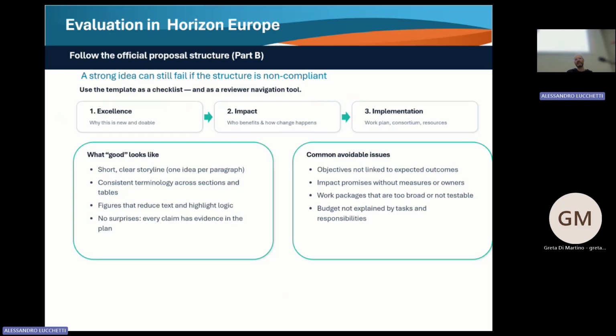Otherwise, the reviewers sometimes are not really specialized in your specific field of activity. Therefore, you should try to avoid misunderstanding. Try to be consistent in terminology. You can use figures and tables to shorten the text and to make everything clear.